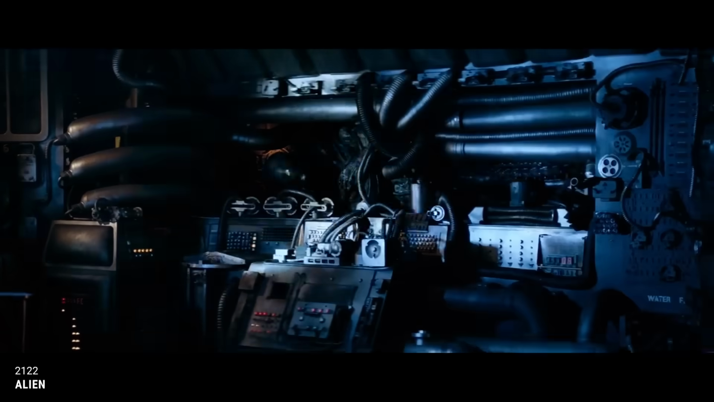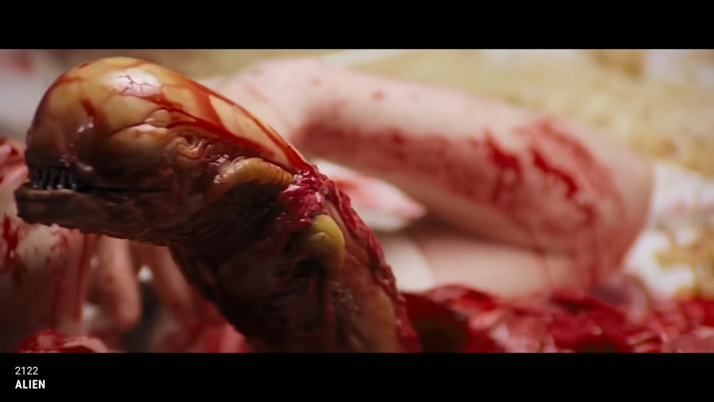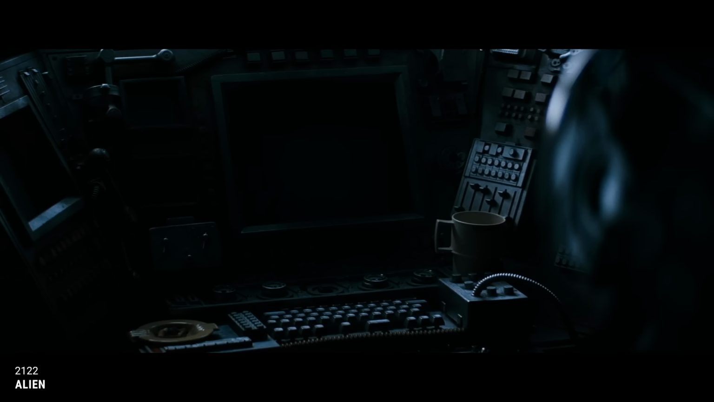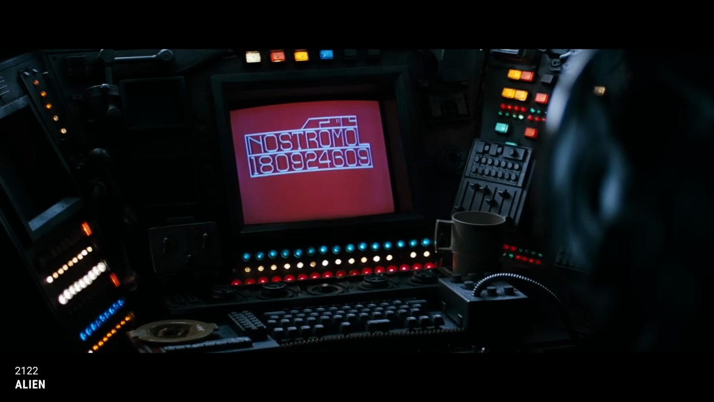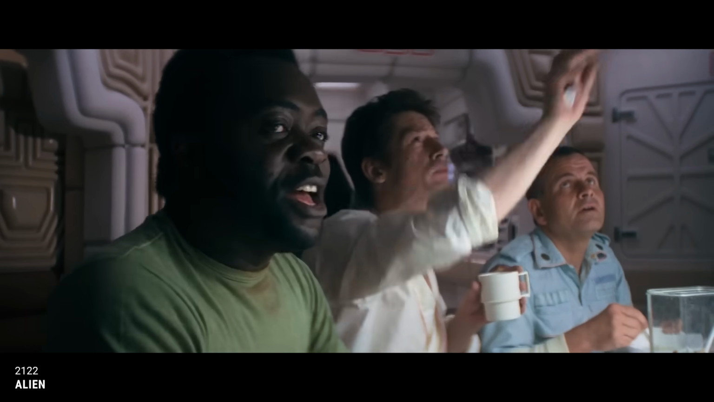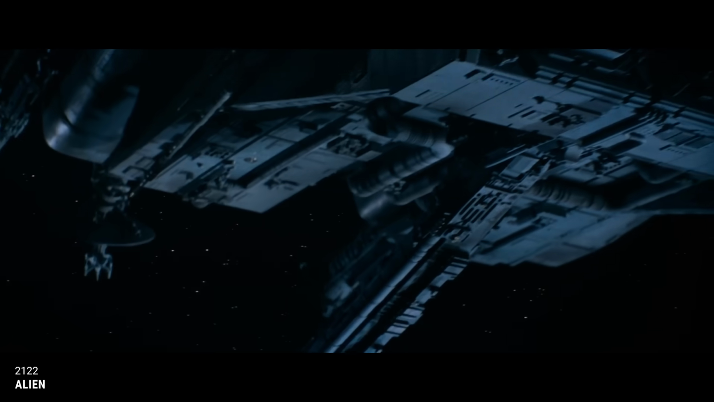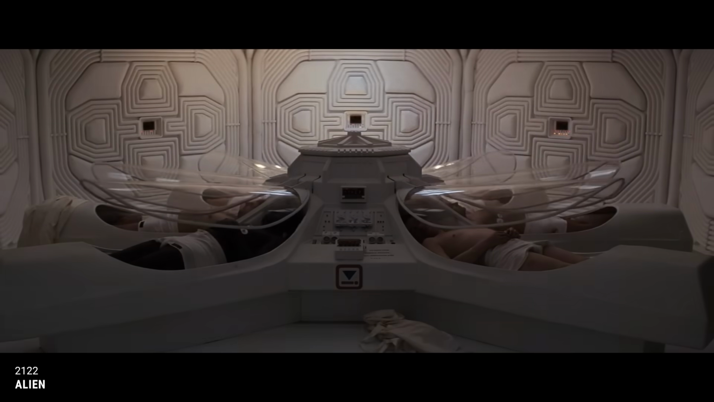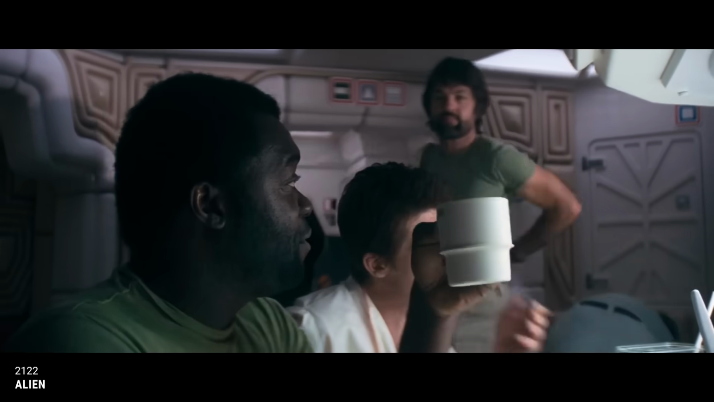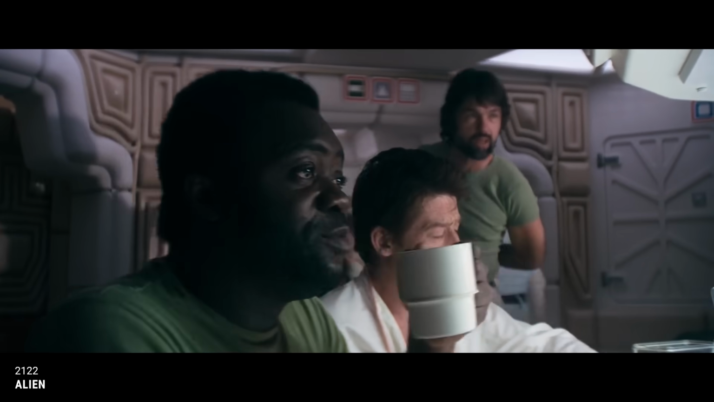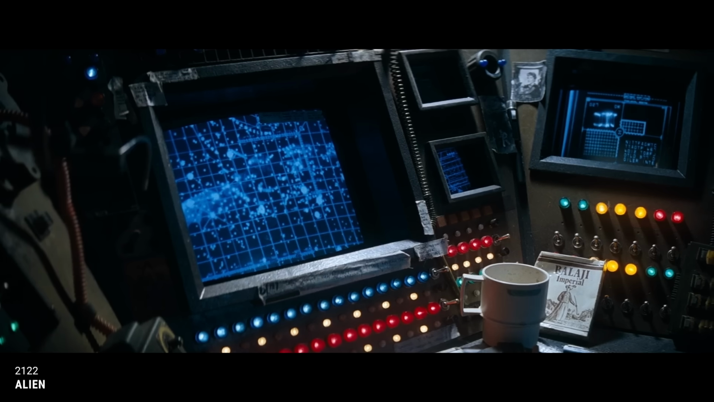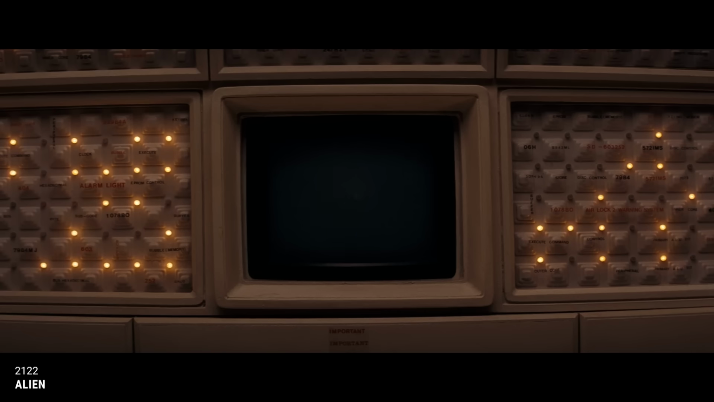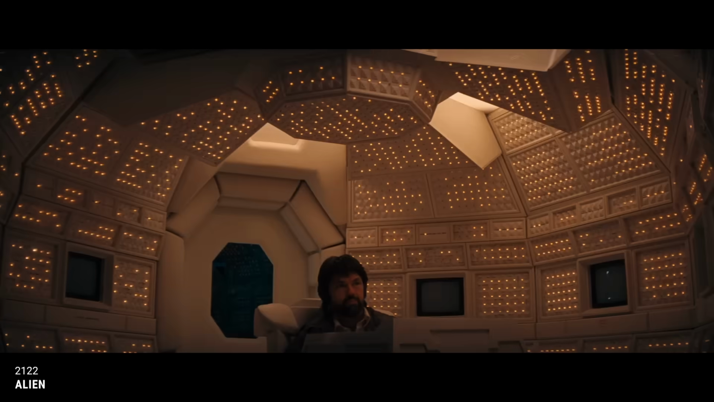Humanity's next brush with these creatures comes almost 20 years later. Commercial towing vehicle, the Nostromo, carrying a crew of 7 and 20 million tons of mineral ore, is on course to return to Earth. As always, the trip is over in a blink thanks to cryosleep. The crew wakes up ready to land, only to find out they are nowhere near Earth. It seems that Mother, the ship's computer, woke them up early.